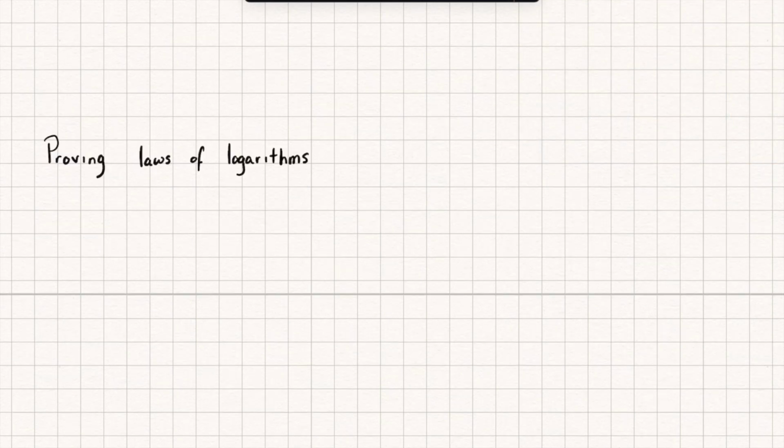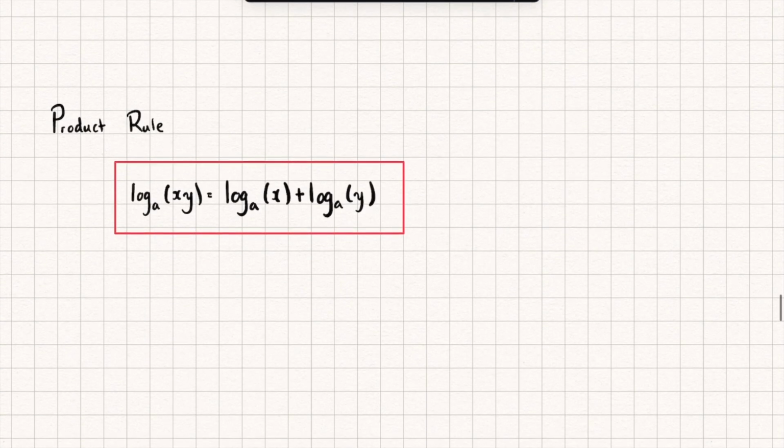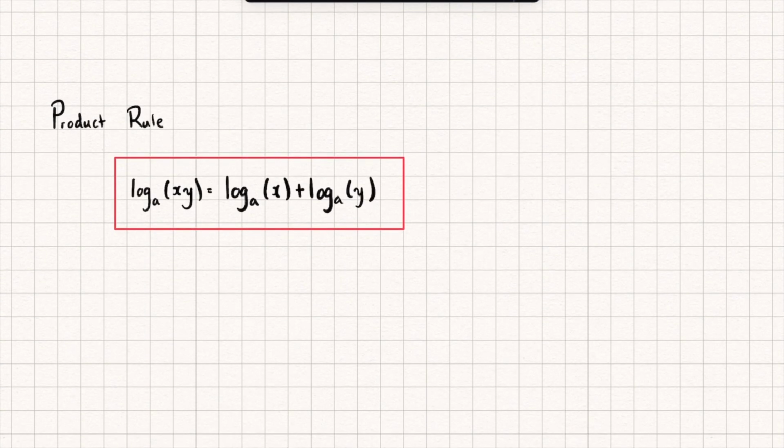Okay, so the first law of logarithms we're going to prove is the product rule, which I've written in this red box here, so hopefully you're familiar with that already. Now before we prove it, I'm going to introduce a couple of things first. If I have a number a and I raise it to the power of b, that's going to result in an answer of x. And if I take that same number a, but this time raise it to a power of c, that's going to result in a number y.